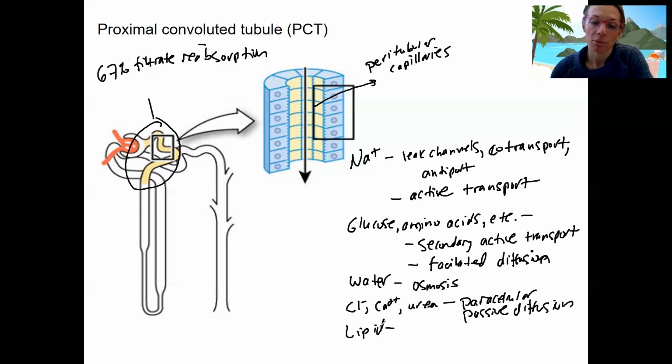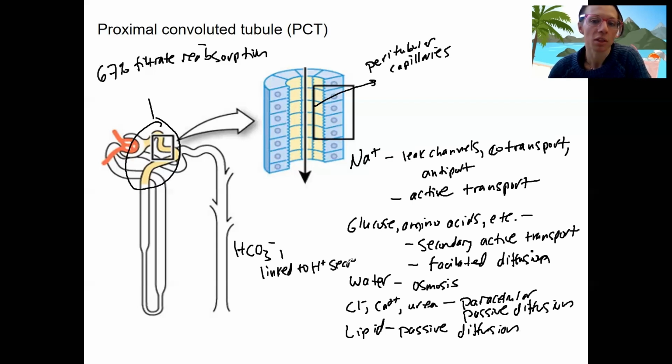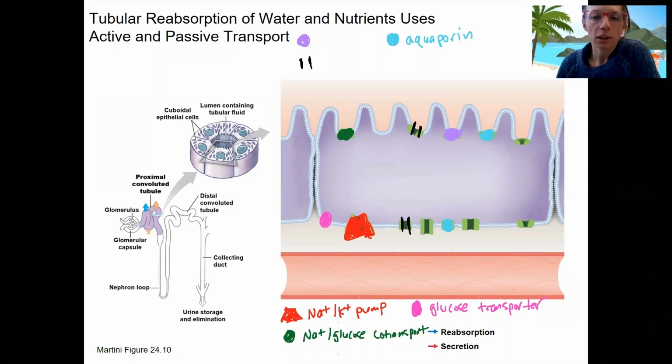Lipids, similarly, are able to use passive diffusion, but they go actually through the plasma membrane. So transcellular. And lastly, we've got bicarbonate, an important buffer that we want to be able to reabsorb. This is going to be linked to hydrogen secretion. So this is one thing that is secreted, and sodium reabsorption. So these things are all things that are reabsorbed besides this hydrogen secretion. So let's make sure we can see all these processes on this cross section here.